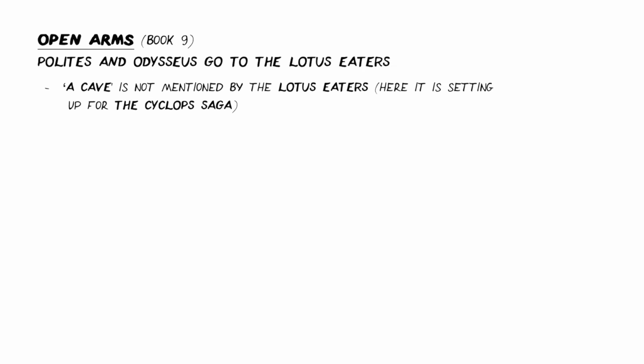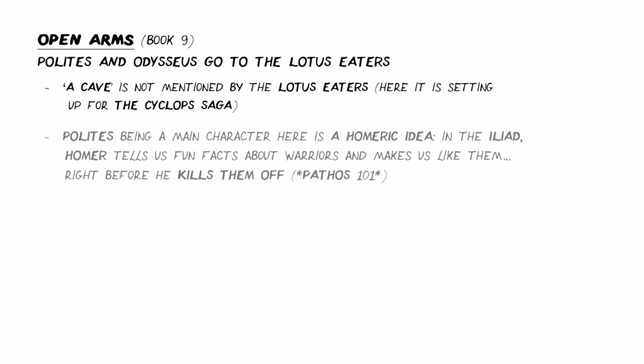They say, oh, you can get food in a cave, and this is setting up for the Cyclops saga. This doesn't happen. The Lotus Eaters give them no information at all. It's actually incredibly short in the Odyssey. So Polites being a main character here and being the one who goes with Odysseus, which doesn't happen in the Odyssey, is actually a really Homeric idea.